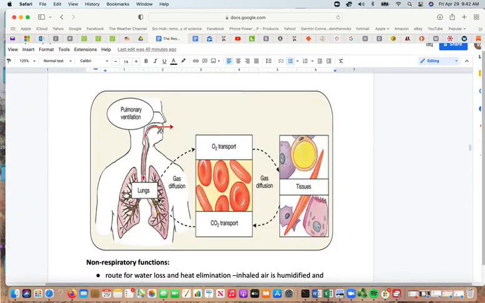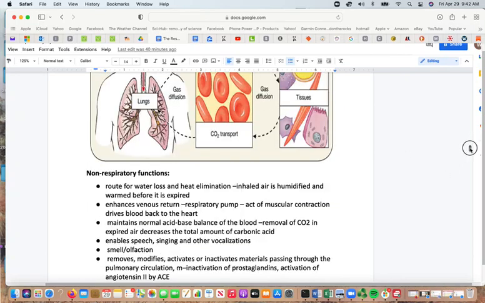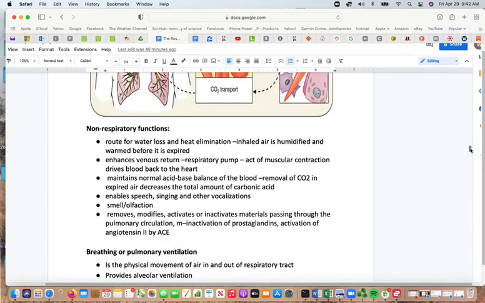This is just another picture that illustrates the point: you've got the gas exchange going on between the atmosphere and the blood in the lungs, and then between the blood and the tissues in the rest of the body. There are some non-respiratory functions that go along with this. It is a way of eliminating some water and some heat. So when the air is inhaled, it's going to be humidified, and then it's warmed up before it's expired. So you'll lose some heat that way.